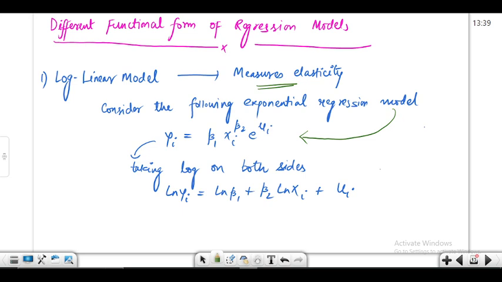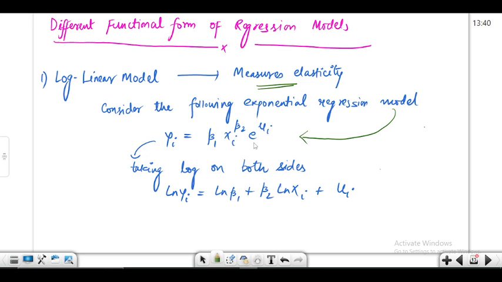The advantage of this model is that it allows us to measure the elasticity of one variable over the other. Okay, so let's start. Consider the following exponential regression model. So this is a regression model in the exponential form. If you see this model, you will have to figure out how to work with it. The basic idea is to simplify the model, to bring it to a form that is more accustomed to my understanding, that is the linear form.